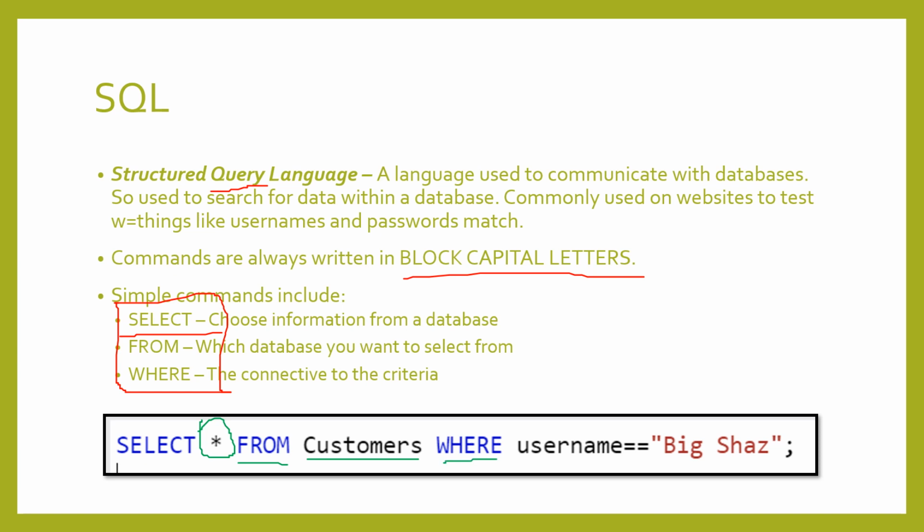WHERE the username, so this is your next one, the connective, so where this criteria is equal to, and in my case, I'm looking for the name Big Shaz. All right. So basically, this bit of SQL says select the data from the customers database where username is equal to Big Shaz. But my 3 SQL commands are SELECT, FROM, and WHERE.